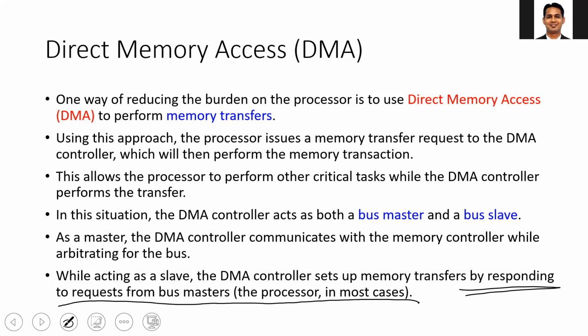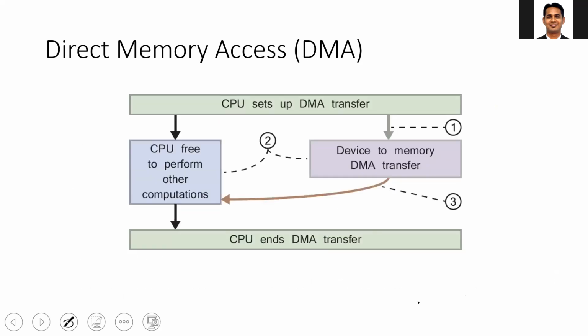So as a slave, this DMA controller will accept the memory transfer request from the processor, and as a master, the DMA controller will perform the transaction from peripheral to the memory, or from memory to memory, or from memory to another peripheral. So you can see that the process is quite simple. The first step is that the CPU sets up the DMA transfer. Then second, the DMA starts performing the transfer, and during that time the CPU is free to perform any other task.